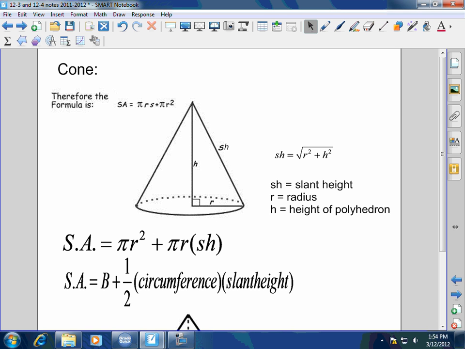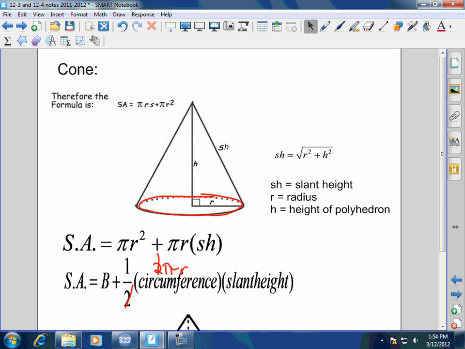Now, the surface area of a cone is pi r squared, because that is the base, plus pi r times sh. Underneath that, I put it into words. It's really the base area plus half of the circumference times the slant height. But since circumference equals 2 pi r, what's half of 2 pi r? Pi r. So that's why you get the pi r times slant height.